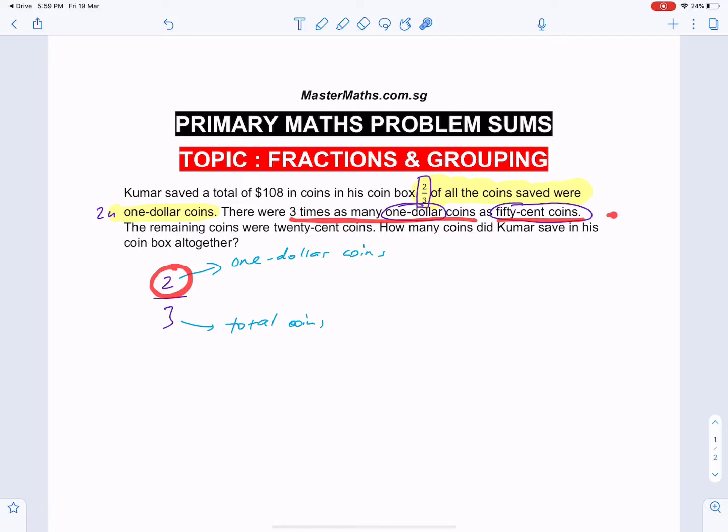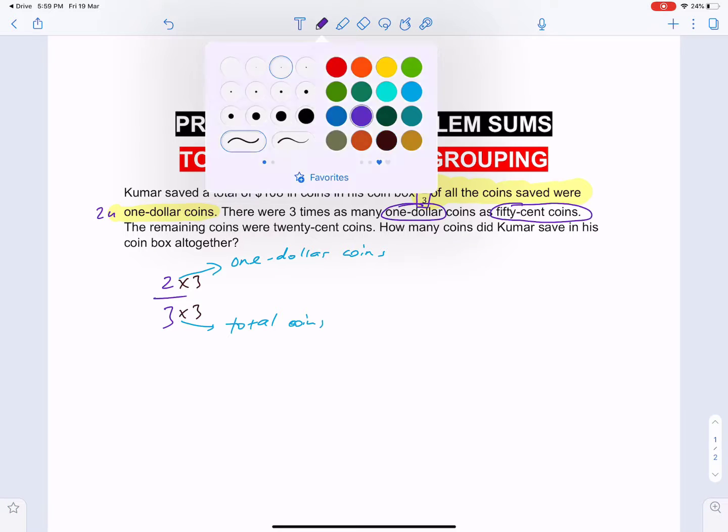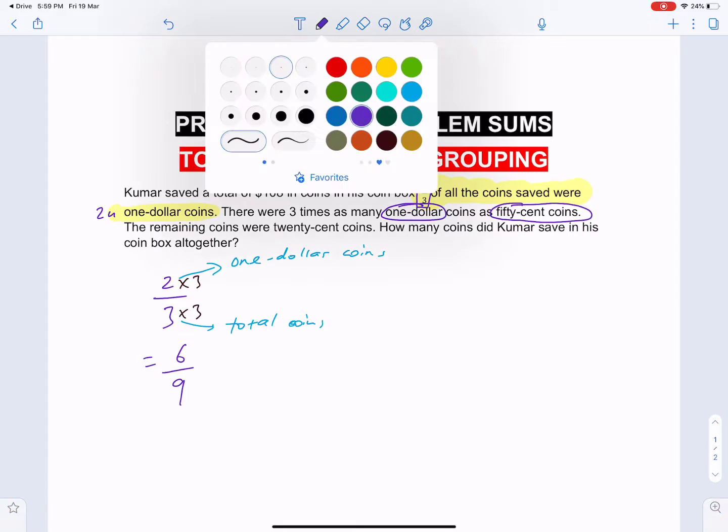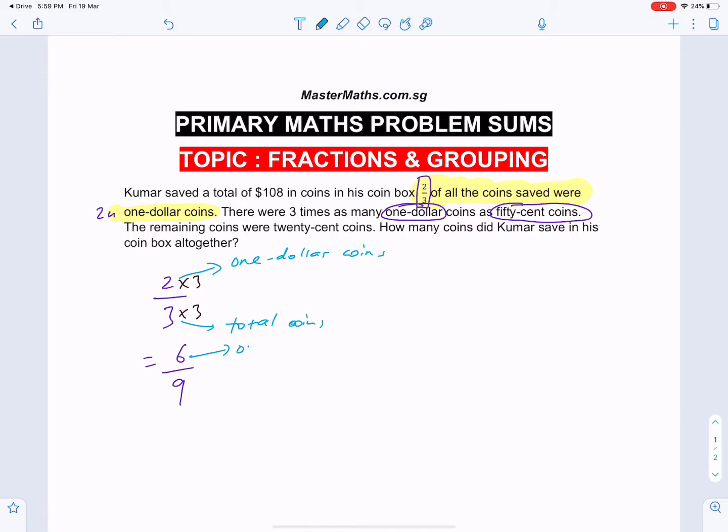Alright, so how do I change this into a multiple of 3? We can actually take 2, multiply it by 3 to get to 6. Which means that out of all the coins, 6 out of 9 are $1 coins. So this becomes your $1 coins. There are 6 units of it. This fella right here is your total units for the coins. So 6 units of coins are $1, and 9 units is the total number of coins.